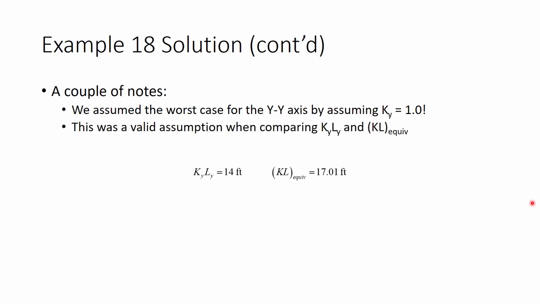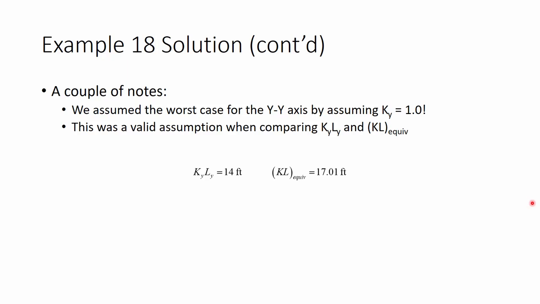But here's the thing. It really didn't matter in the end what was going on with the y-axis. Again, we assumed the worst case scenario, and if you compare KyLy with KL equivalent, you found that KL equivalent was always larger. Remember, the reason that we compute a KL equivalent, this KxLx over Rx over Ry, is so that we can compare apples to apples. So when you look at KyLy and this KL equivalent, they're basically an apples to apples comparison to illustrate which axis governs.